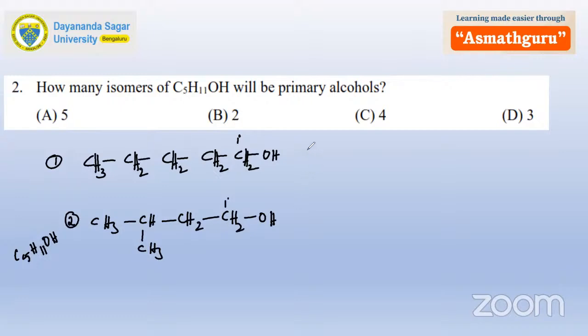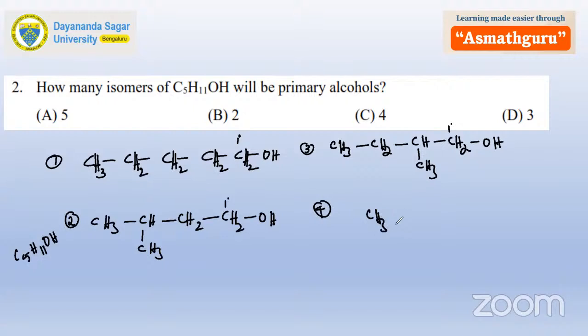I can write one more. CH3, CH2, CH3. 4 carbons are over. 5 carbon and OH. Again, this is also a primary carbon, so primary alcohol. I'll write one more. CH3, C, CH3, C, CH3, CH2OH. And again, this is a primary. So total, how many isomers are there? Sir, 4 isomers are possible. So our option is C.